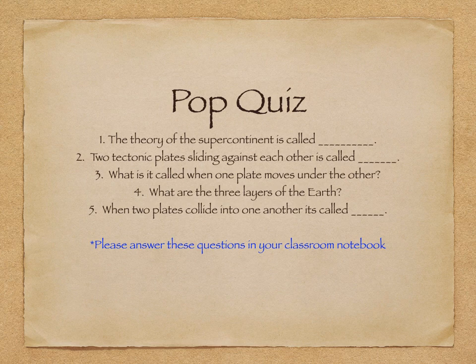Last but not least, pop quiz. Get out your classroom notebook and answer these 5 questions. Number 1, the theory of a supercontinent is called. Number 2, two tectonic plates sliding against each other is called. Number 3, what is it called when one plate moves under the other? Number 4, what are the 3 layers of the earth? Number 5, when 2 plates collide into one another, it's called what? Please write your answers in your notebook and we will review them tomorrow.